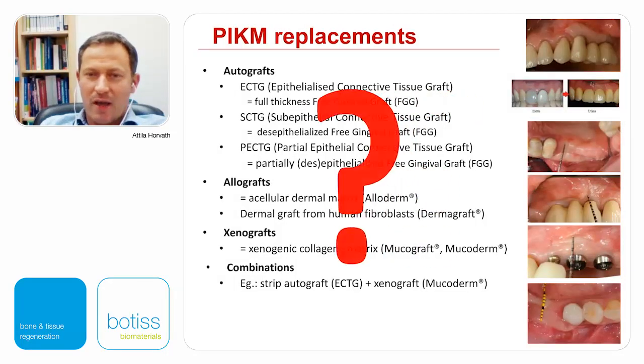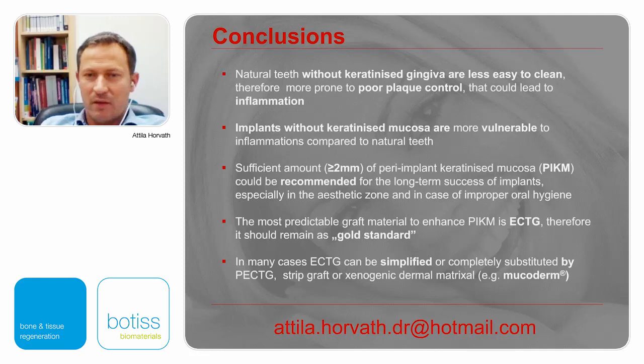So the question again at the end of the lecture, what and how to do, and these are my conclusions. Natural teeth without keratinized gingiva are less easy to clean, therefore more prone to plaque accumulation and inflammation. Implants without keratinized tissue are more vulnerable to inflammation.